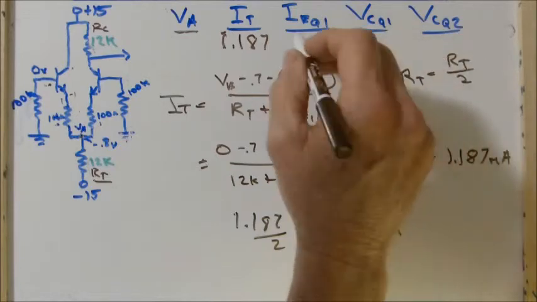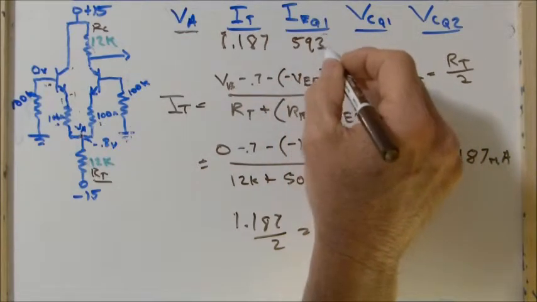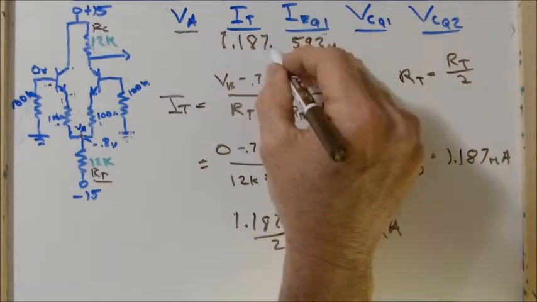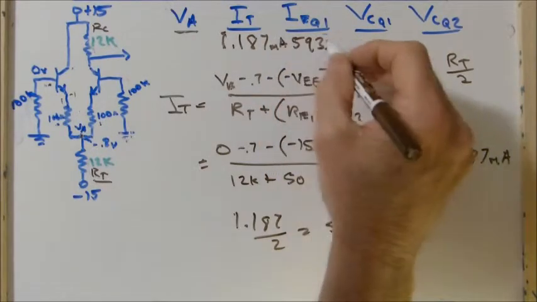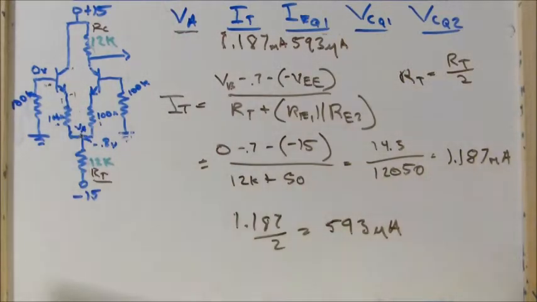Okay, so this is 593 micro, and this is milliamps. Woohoo! Now we can get some numbers out of this.